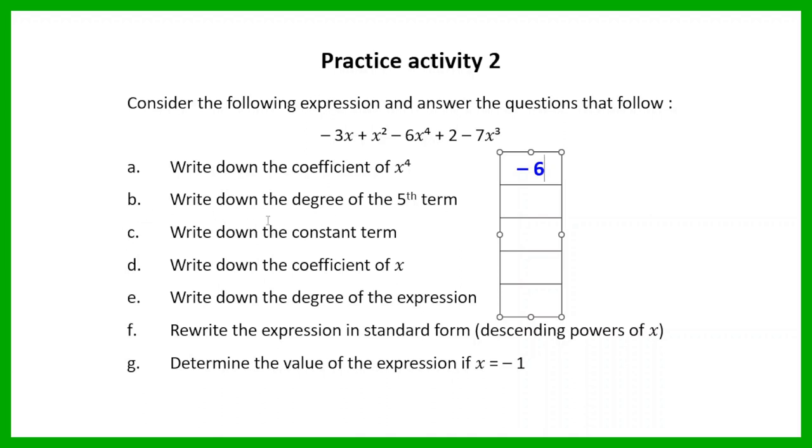Then I need to write down the degree of the fifth term. So 1, 2, 3, 4, 5. This is my fifth term over here. The degree is the same as the exponent of x, which is 3.